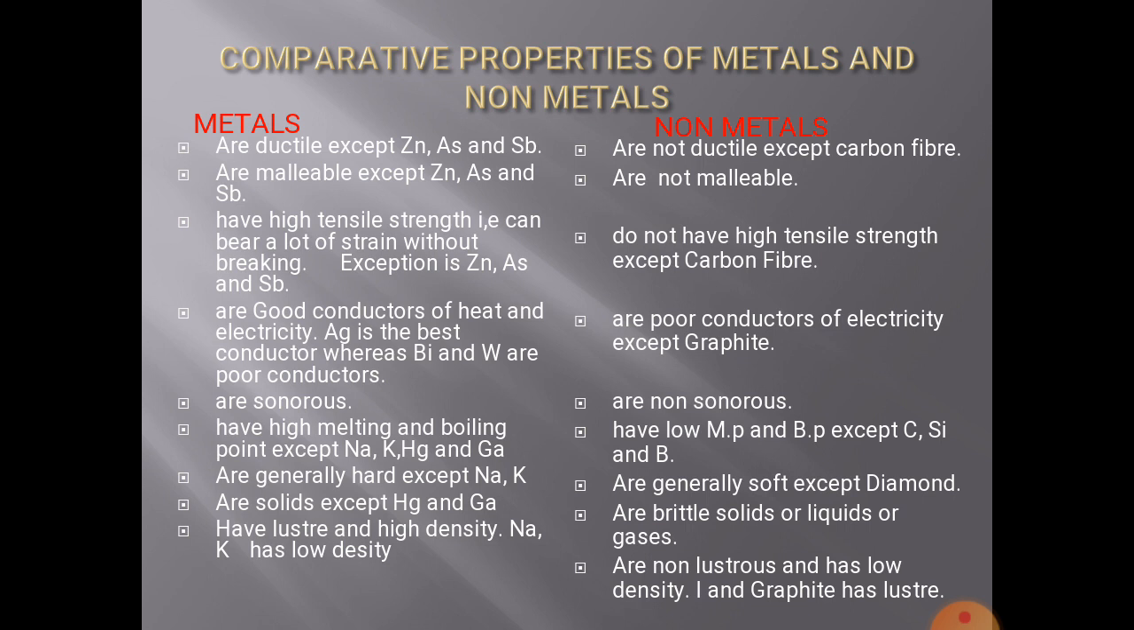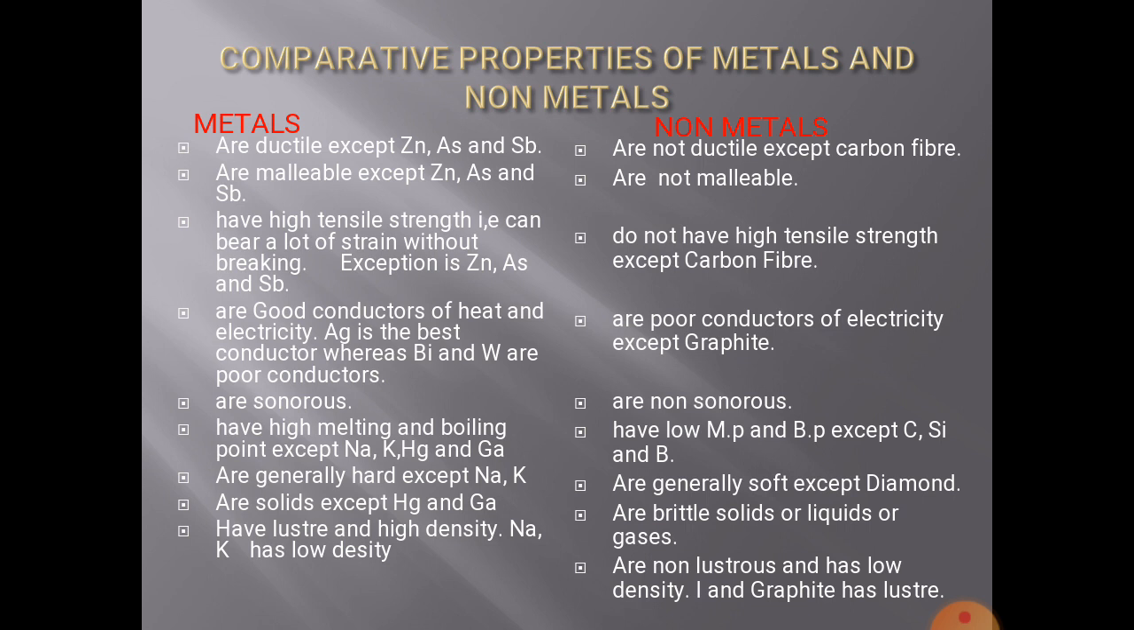Metals have high melting and boiling points. Non-metals have low melting and boiling points. There are again some exceptions to it. Potassium, mercury, gallium. Mercury and gallium are generally liquids, and sodium, potassium are very soft. Same in the case of non-metals, they've got low melting and boiling points. Again, exceptions are there: carbon, silicon, boron. Carbon in the form of diamond has a very, very high melting point.